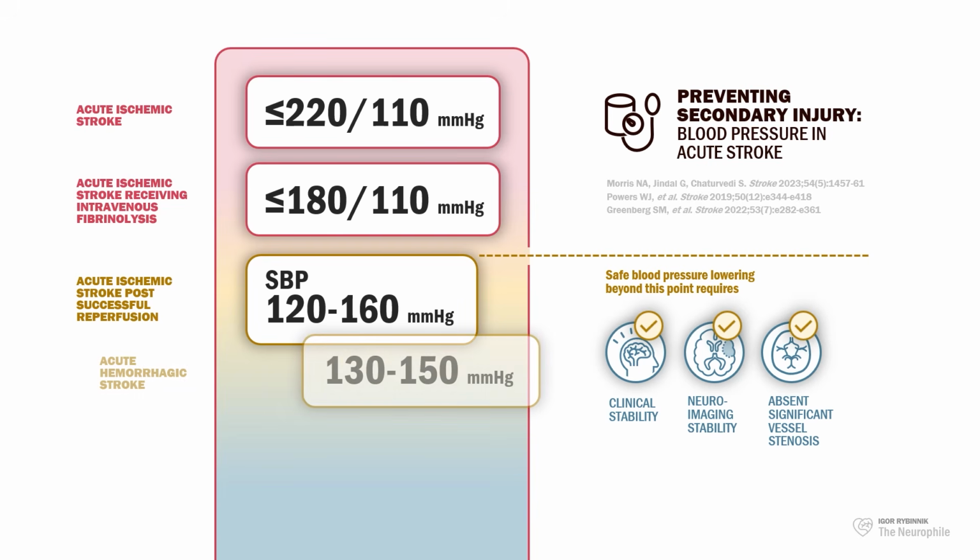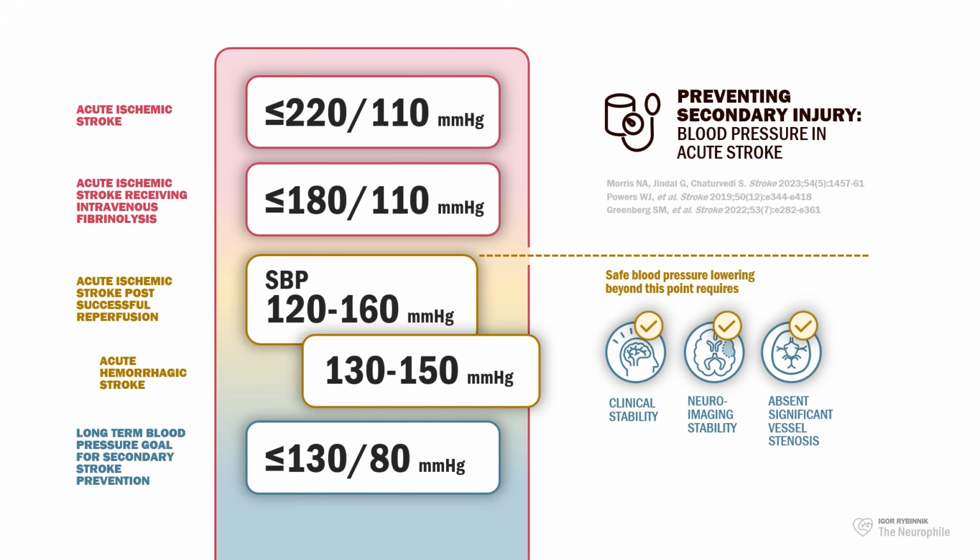For acute hemorrhagic stroke, we bring the blood pressure down immediately, to a systolic range of 130 to 150 millimeters of mercury. And finally, for long-term stroke prevention, the target is less than 130/80. We aim to achieve this goal by the 1-month follow-up visit in the clinic.